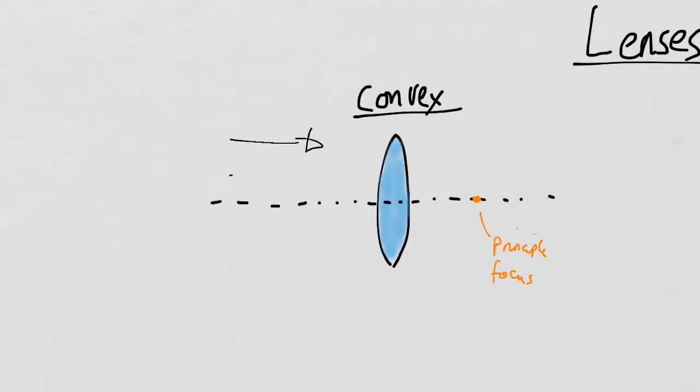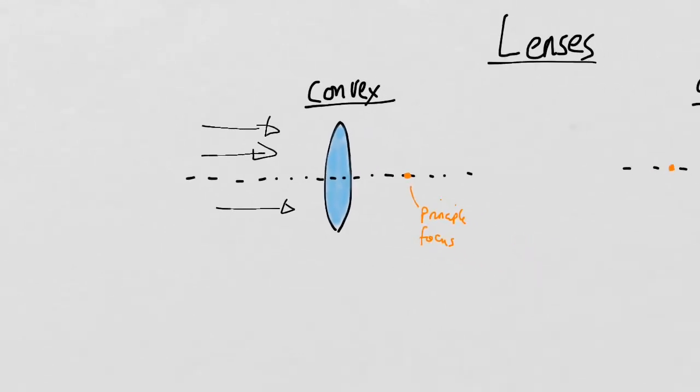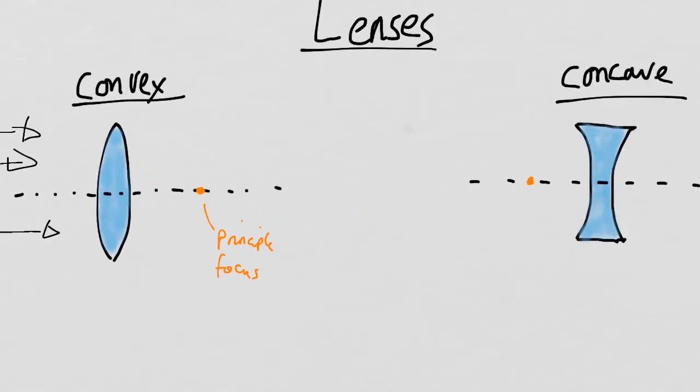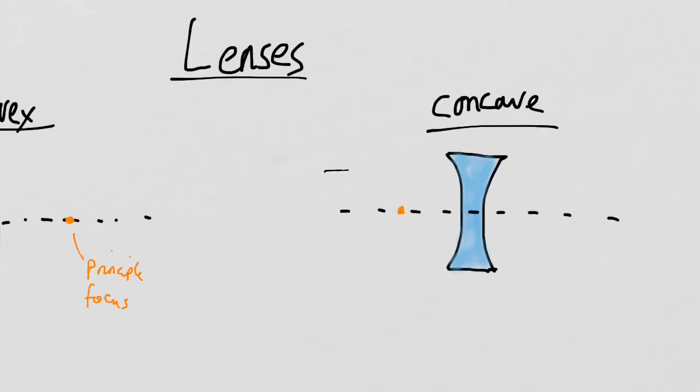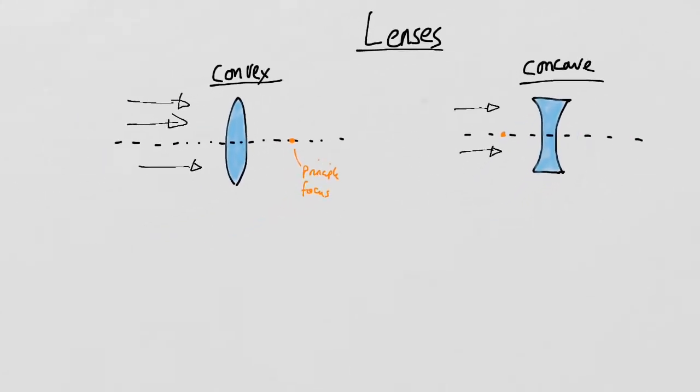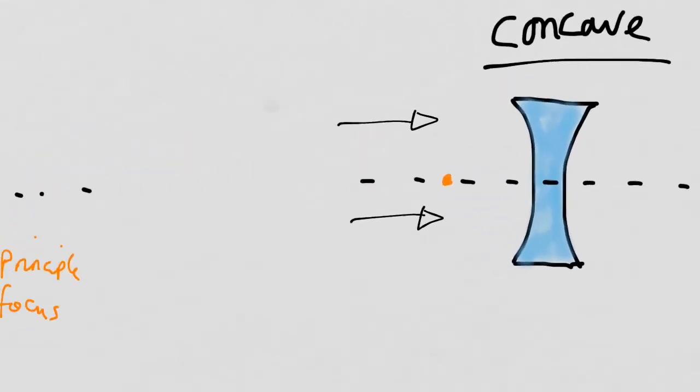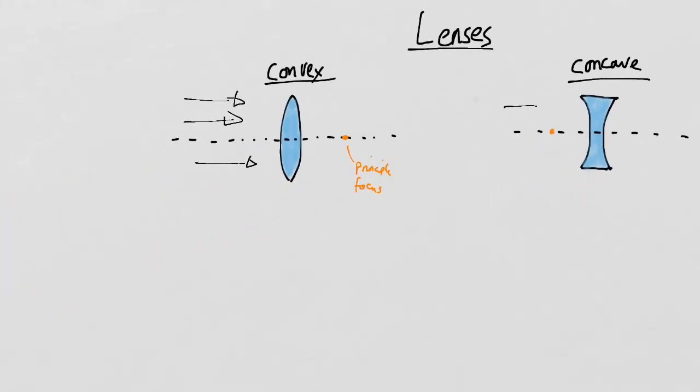Okay, so if I've got light rays coming from this direction towards the lens this way, then our principal focus for a convex lens is going to be here, where the orange dot is. Now, for a concave lens, if I've got light coming in this way, then our principal focus is no longer going to be on the right hand side of the lens. It's going to be on the same side of the lens as the light rays. Okay, so let's draw that in.